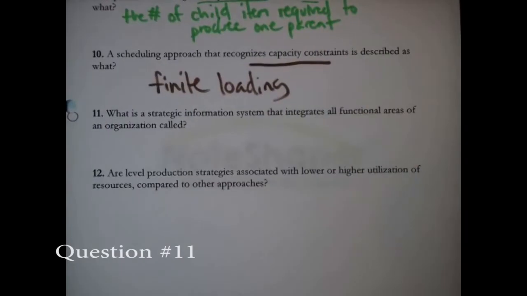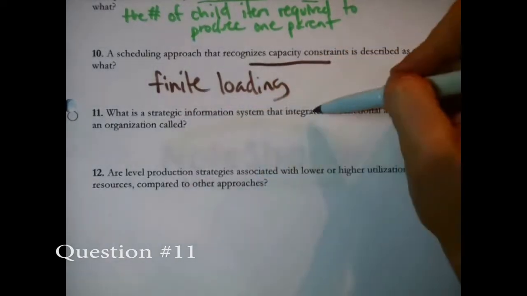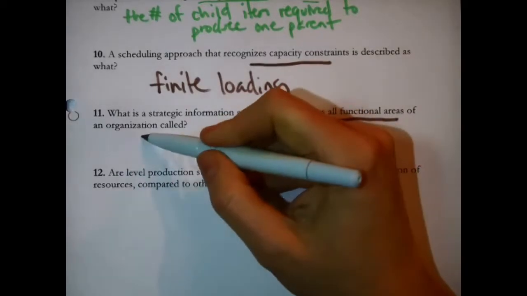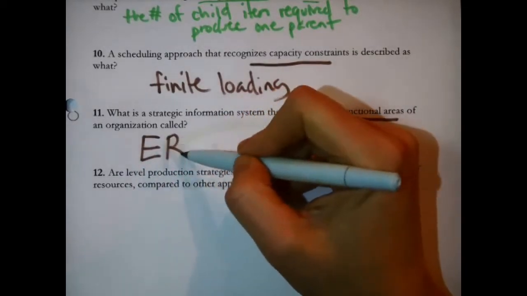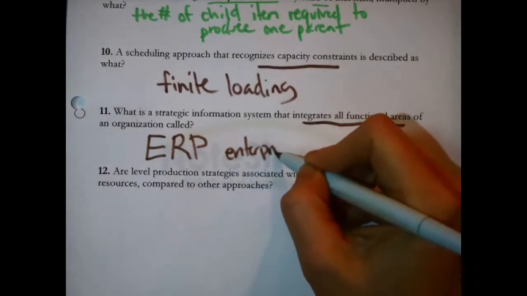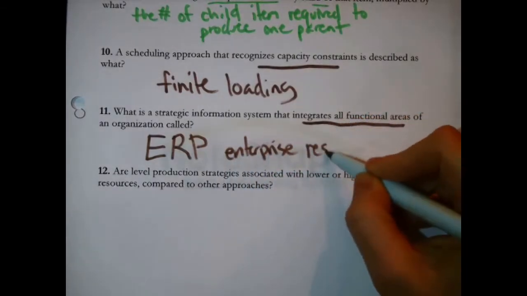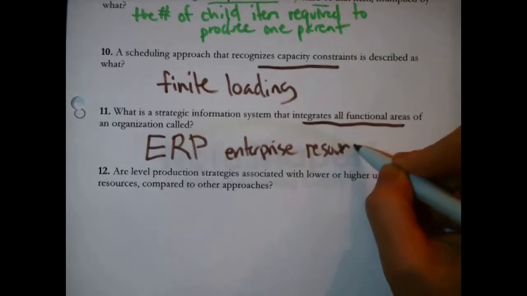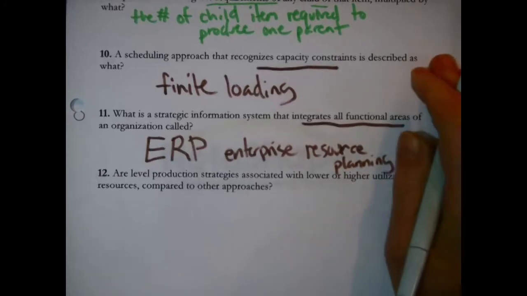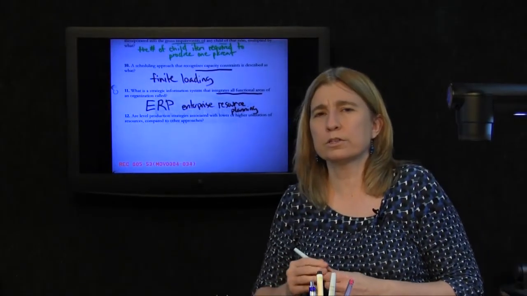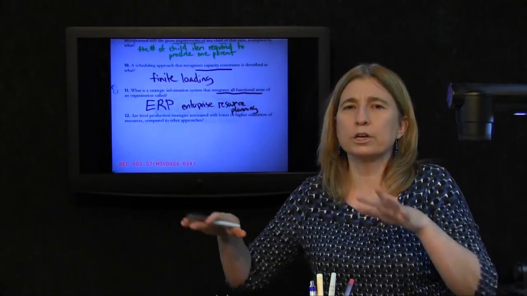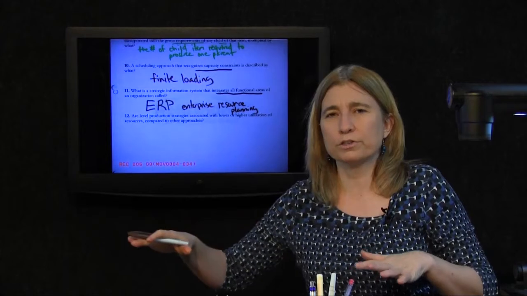What is a strategic information system that integrates all functional areas of an organization? That is ERP, or Enterprise Resource Planning. An ERP system integrates data tables from all functions of the organization so that people can plan across those functions.